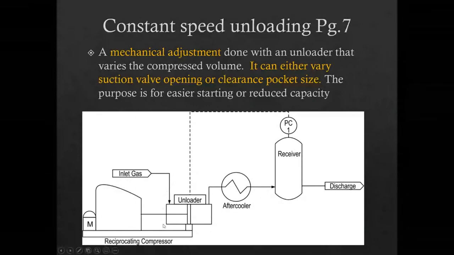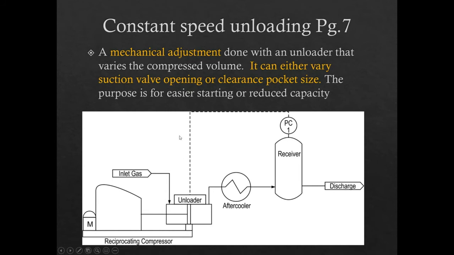Unloading introduces a mechanical component here, which contains some valves inside some chambers. It's not a great diagram necessarily, but using this component called an unloader allows us to make a mechanical adjustment that varies the compressed volume. As you read through the ILM, I'm not sure if my next slide shows this or not, but constant speed unloading is a mechanical adjustment that basically varies the compressed volume.